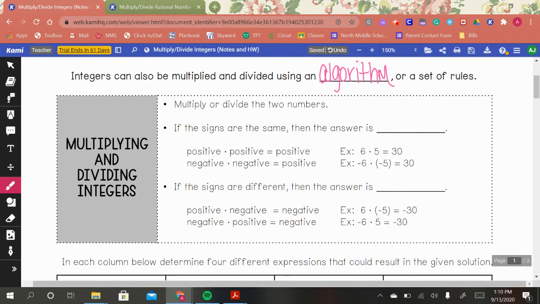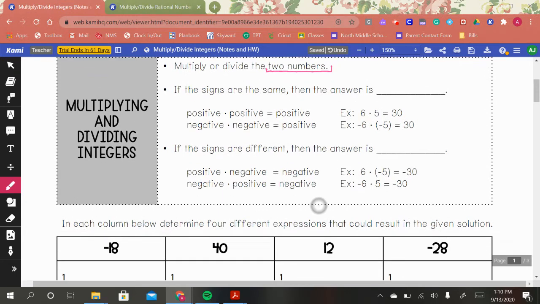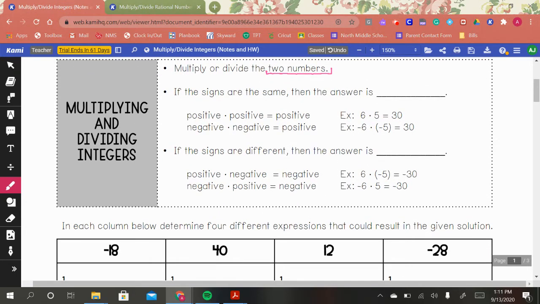When we multiply or divide two numbers, these are the rules that will apply. And we will talk about multiplying and dividing more than two numbers, but right now we're just talking about two. If the signs are the same in the numbers that you're multiplying, then your answer will be positive. And we have two examples here. We have the word example, where it just tells you in words, a positive times a positive is a positive, and a negative times a negative is a positive because they have the same sign. And then we also have the number examples as well.